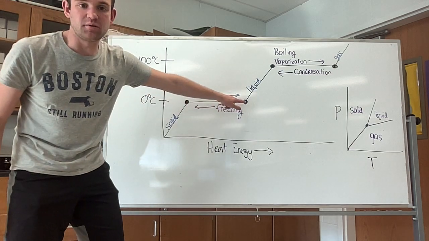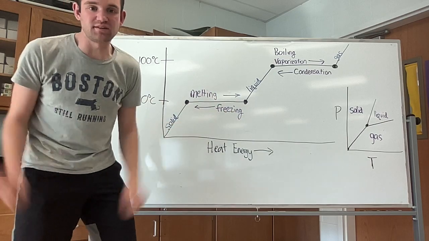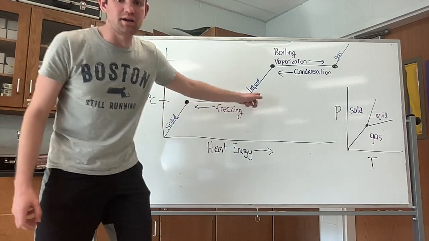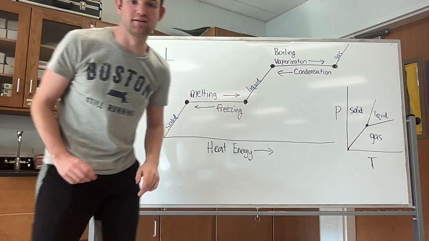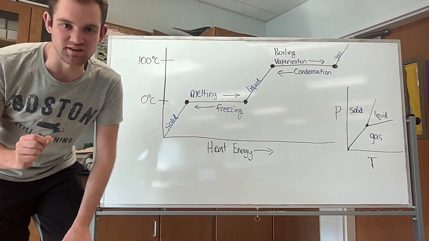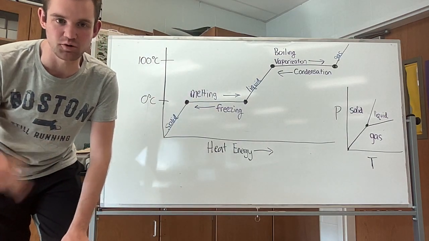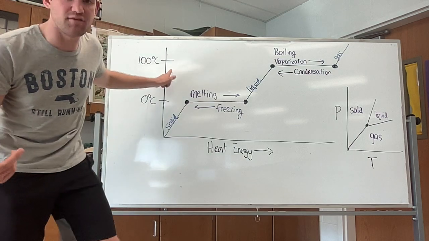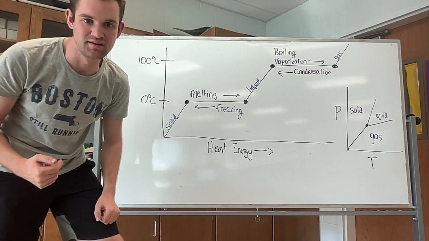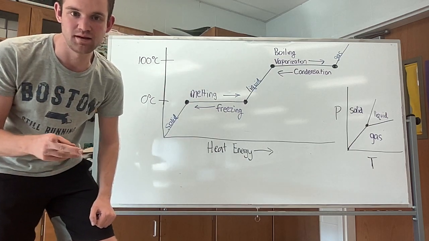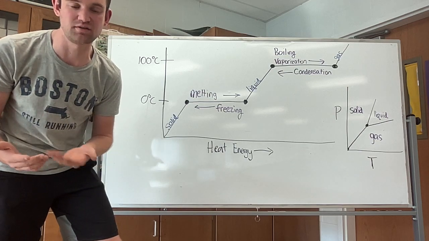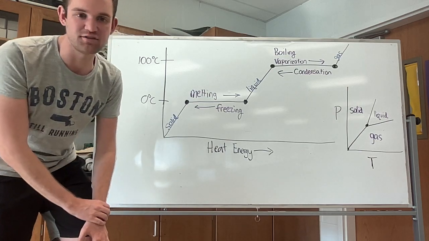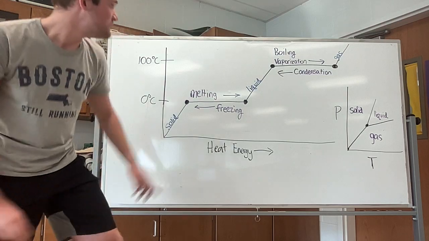Then, once it's fully a liquid, guess what? Your heat energy just increases the temperature again. So up and up and up until you get right here. Now this is very interesting because when you cook in the kitchen and you boil water, the temperature never ever exceeds 100 degrees Celsius. That's really important to know. That's why we have other cooking styles other than just using boiling water.